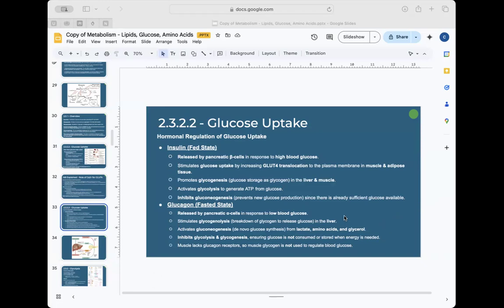Whereas glucagon looks over the fasted state. It's released when blood glucose is low, and it does the opposite to insulin. It stimulates glycogen breakdown and gluconeogenesis while it inhibits glycolysis and glycogen synthesis. And muscle doesn't respond to glucagon, the liver does. Is that mentioned here?